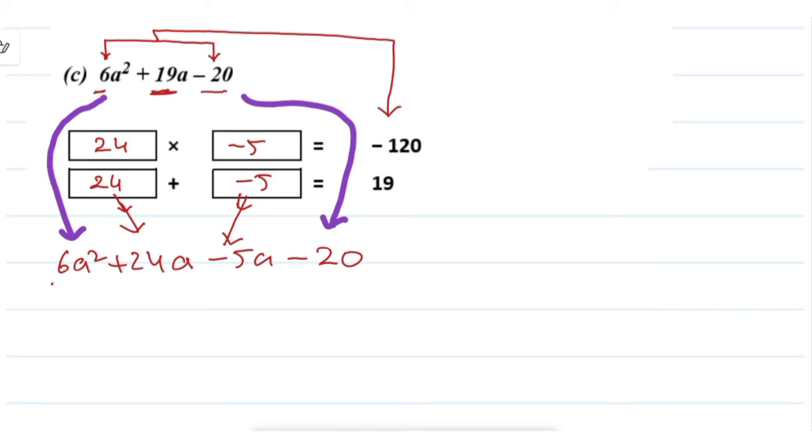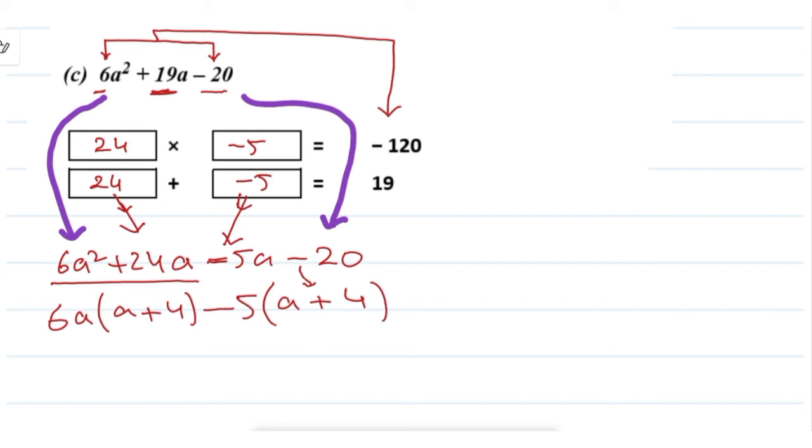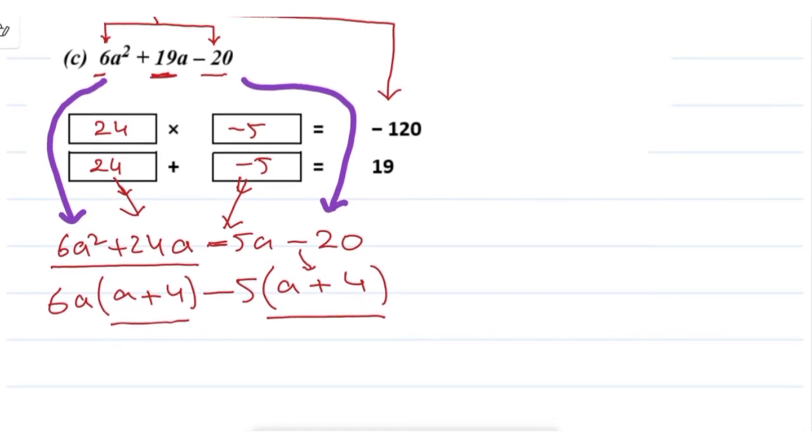Now, looking at the first two terms, 6 can be taken as common as well as a. So the remaining is a plus 4, and negative 5 can be taken as common. The remaining is a, and because the minus is taken as common, this negative sign will become positive, and 5 times what is 20? Yes, 4. Now we can see that a plus 4 and a plus 4 is the same, so we'll take this as common. So we'll write the a plus 4 bracket, and then the remaining part is 6a, and then minus 5. And this is your factorization.